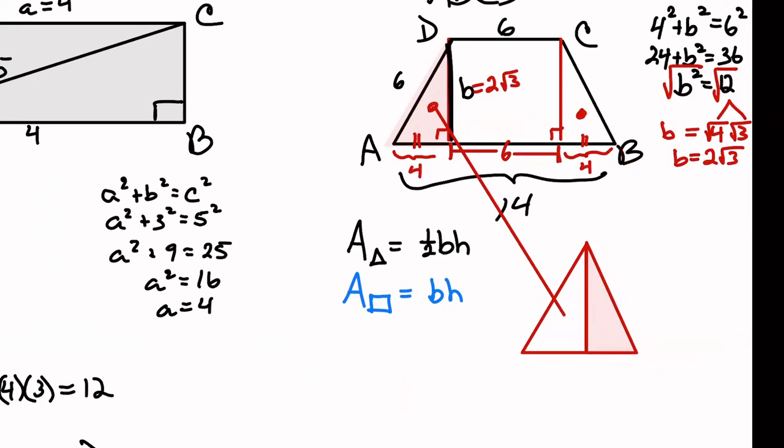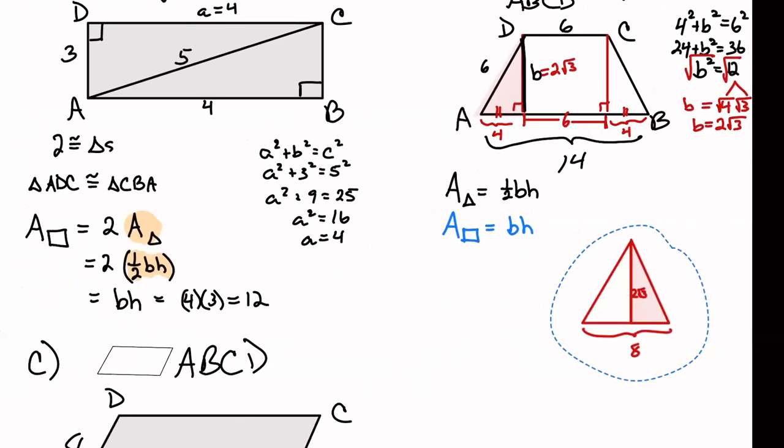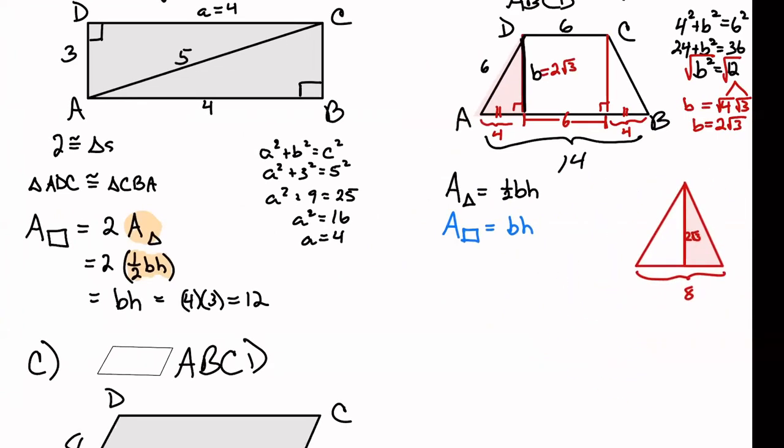All right, putting them together creates one triangle with a total base length of 8 and a height of 2 radical 3. So when I want to find the area of this triangle, I could use the area of a triangle formula, but on the combined two pieces rather than independently. Right? So I would say 1/2 of 8 times 2 radical 3 is going to be, well, 8 radical 3.